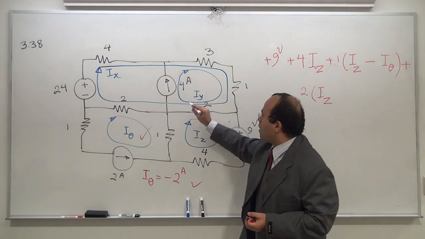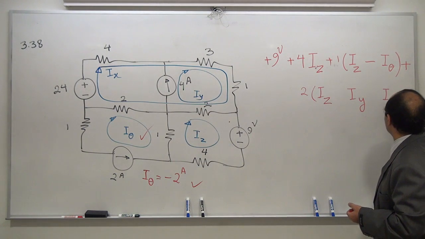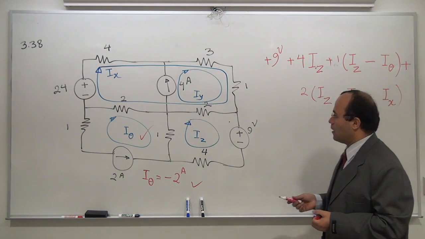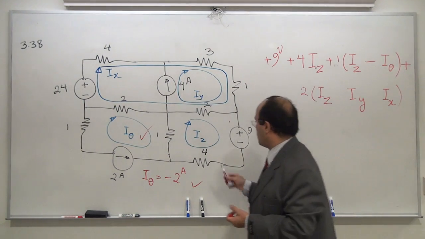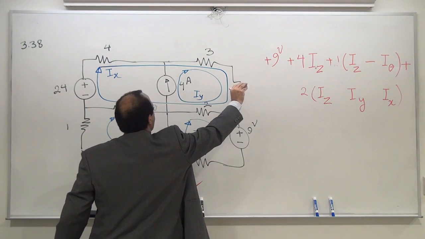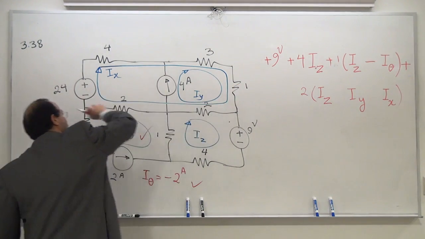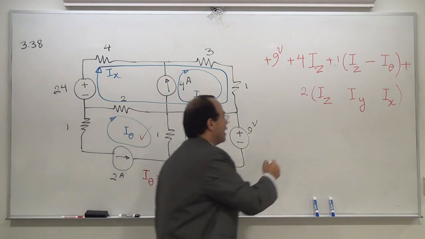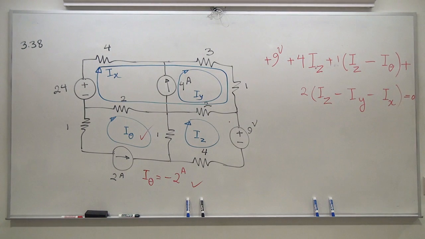Also, I see Iy and Ix are communicating. I'm going to write them down. The question: are they cooperating or are they opposing? Now, Iz is going from left to right. Iy, right to left. Ix, right to left. So Iz and Iy and Ix are actually opposing each other.